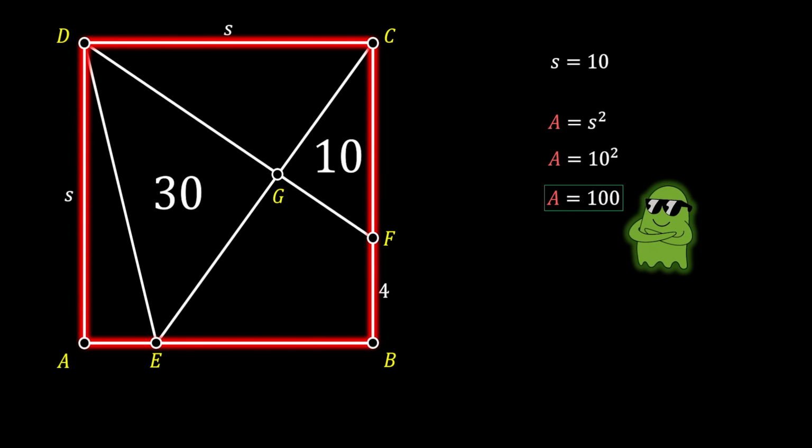From here, guys, you can also find the areas of the individual triangles, for example triangle DCG, if you want to, but I will leave that to you.